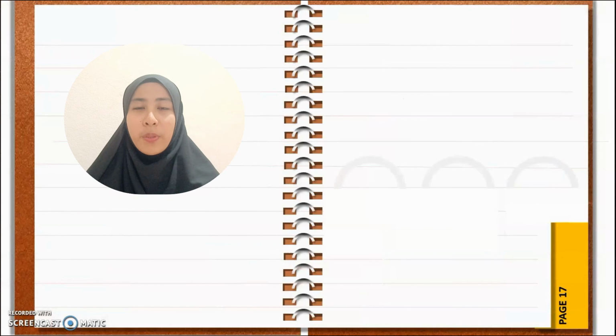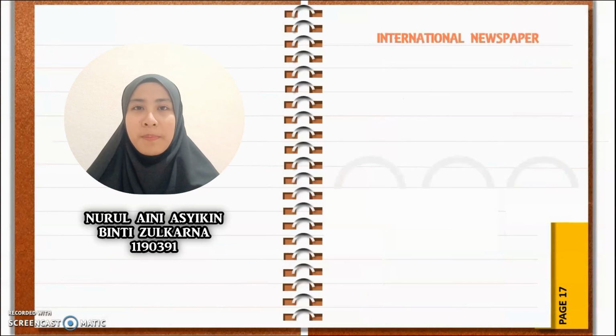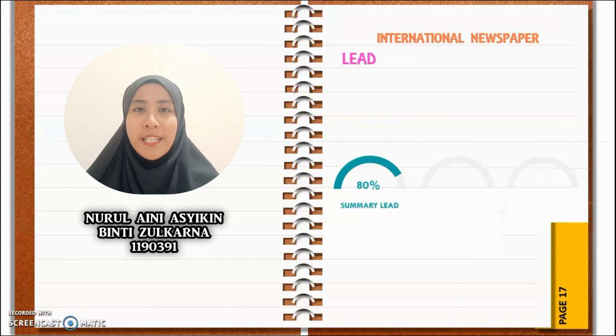I'm Aini, and I will talk about the lead of international newspapers. As stated, we have 10 types of international newspapers. From these 10 international newspapers, we have divided the leads into percentages. 80% use summary lead, 10% use blind identification lead, and another 10% use descriptive lead. Here, I also include the definitions for these 3 types of lead.